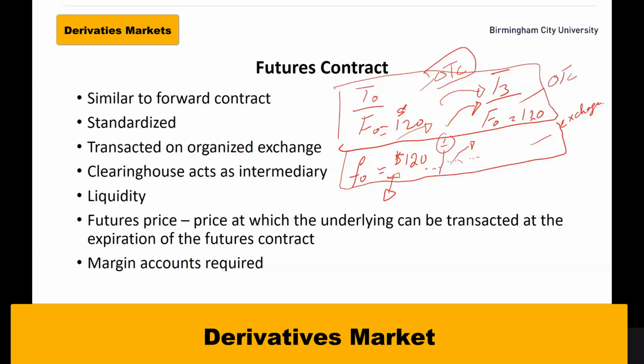The clearing house in any exchange, even if it's an option market, an exchange-listed option, or even the stock market, is actually the intermediary. So what happens is that if I am the buyer and you are the seller in an exchange, we don't know each other. If I am buying a contract, I'm buying it from the exchange, where the clearing house is the party that is responsible for my trade.